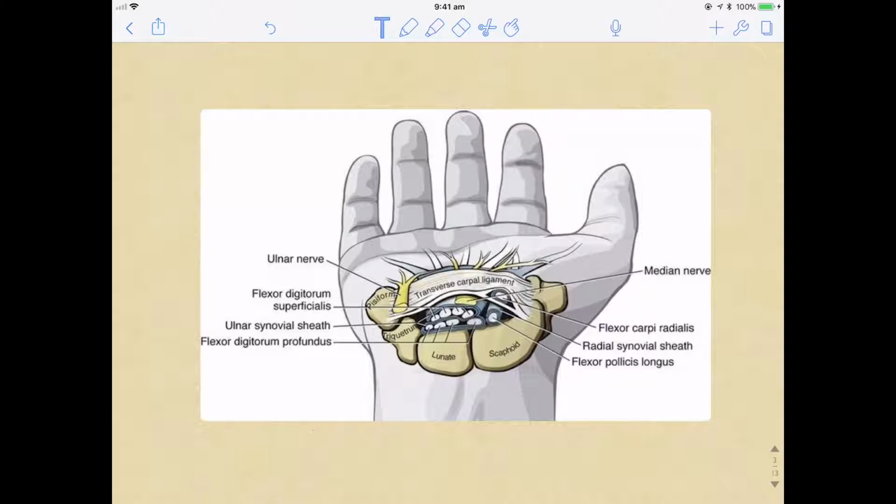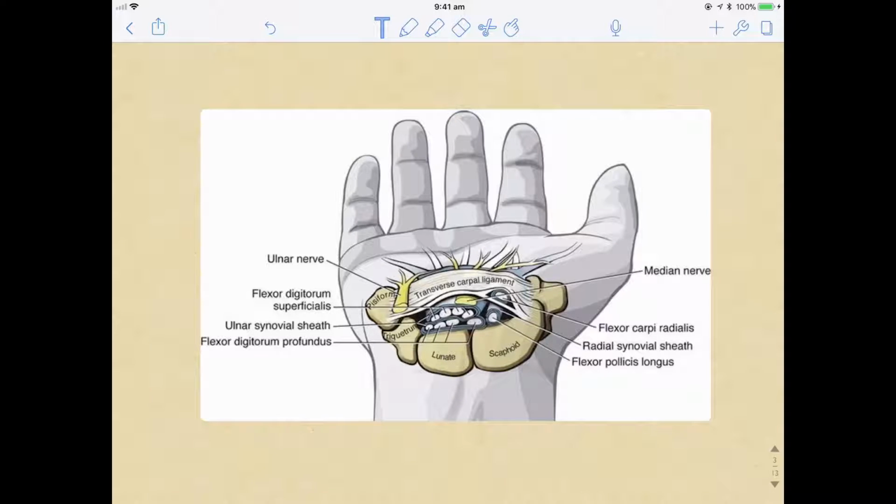The carpal tunnel is formed by the carpal bones and the ligaments that attach them together, therefore it's described as a fibro-osseous tunnel. We can see here in this picture that it's where the flexor tendons and the median nerve travel through from the forearm and into the hand.